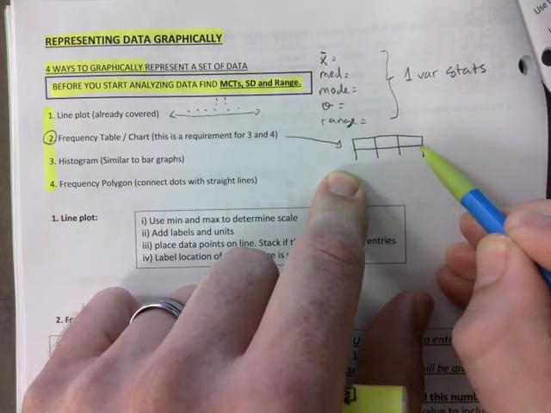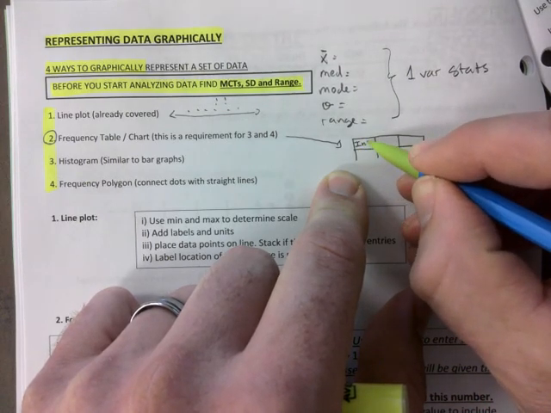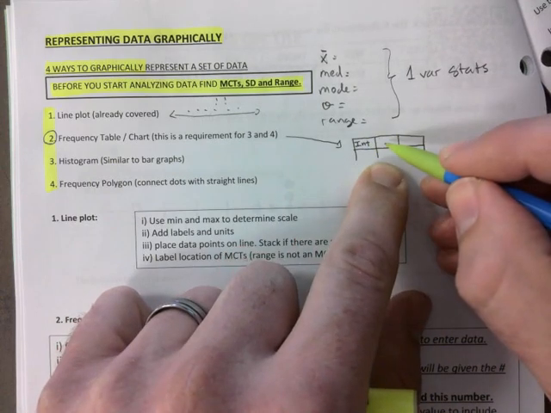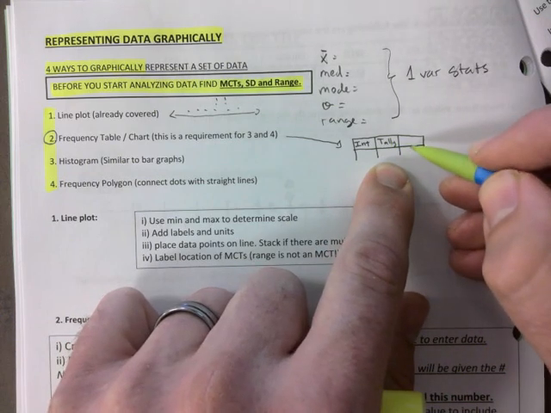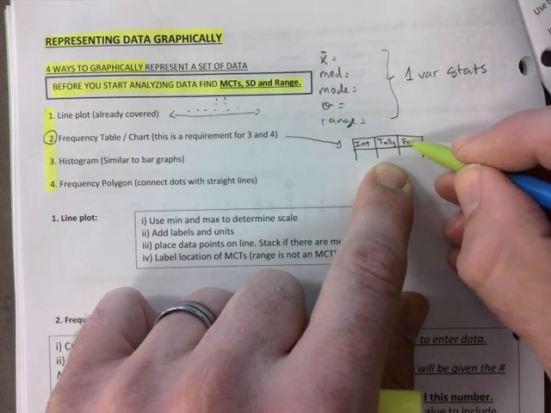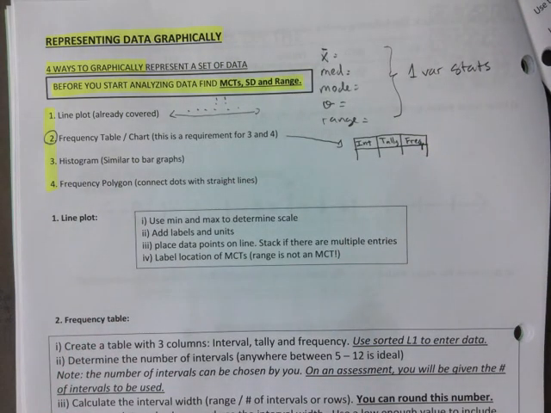And we usually have interval, we have tally, and we have frequency. Hence the word frequency table.